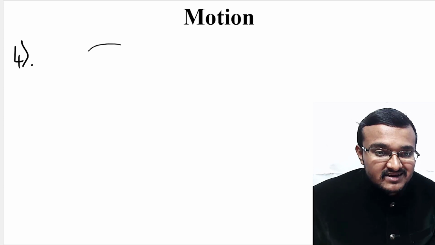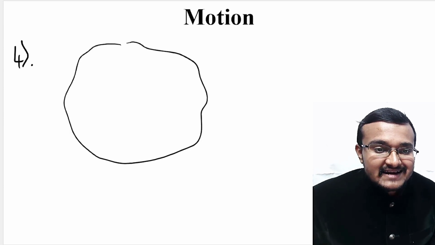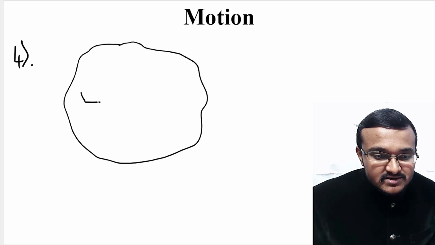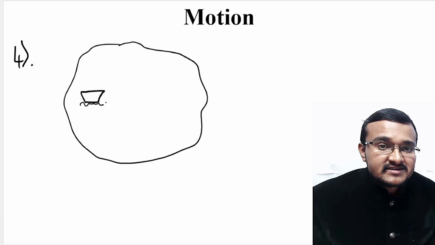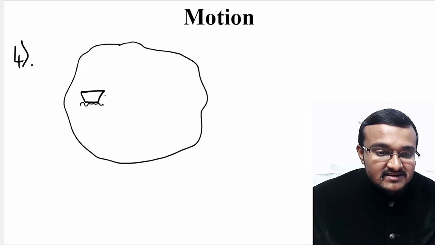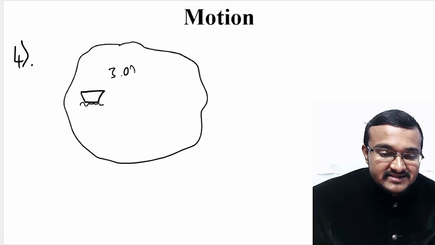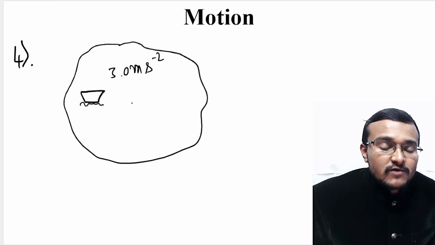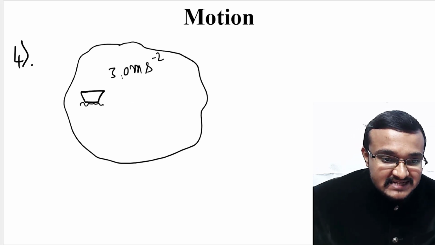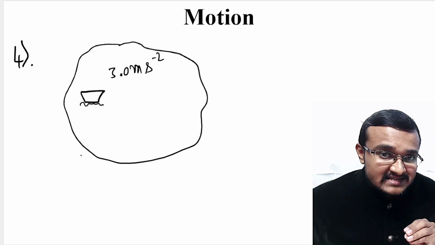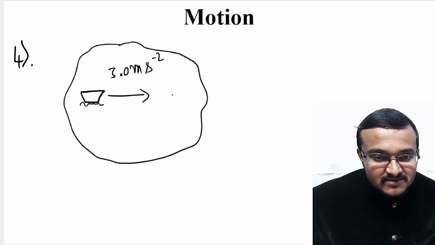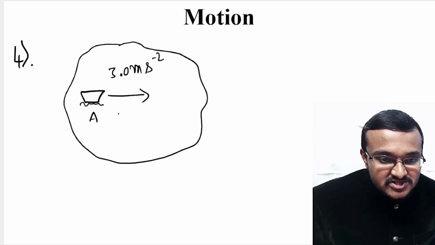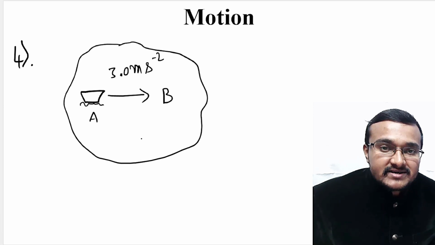Coming to the fourth question, here there is a big lake and in this big lake there is a boat, and this particular motor boat initially is at rest. After a certain time it starts traveling and accelerates at 3 meter per second square. With that acceleration, it will travel for the next 8 seconds and reach a point. Let's say this point was A and it will reach the point B.